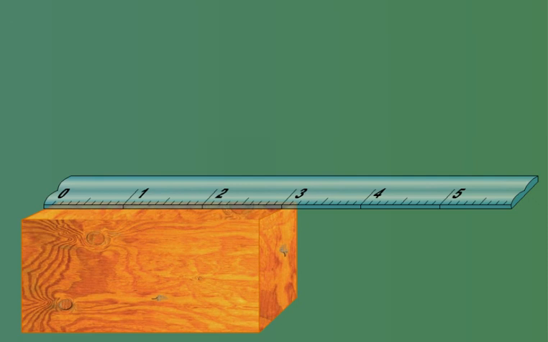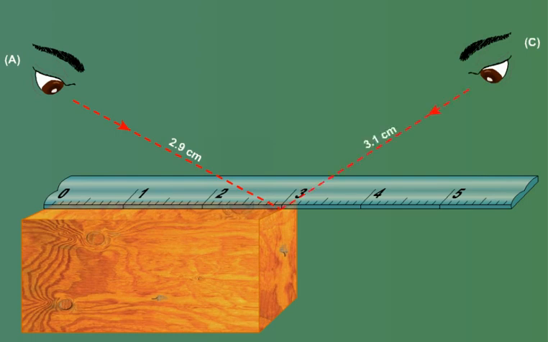In the given figure, if the eye is at position A or C, the readings are 2.9 centimeter and 3.1 centimeter respectively, which are not the correct lengths. The correct reading is 3 centimeter, which will be found when the eye is placed at position B, that is vertically above the point where the reading has to be taken.